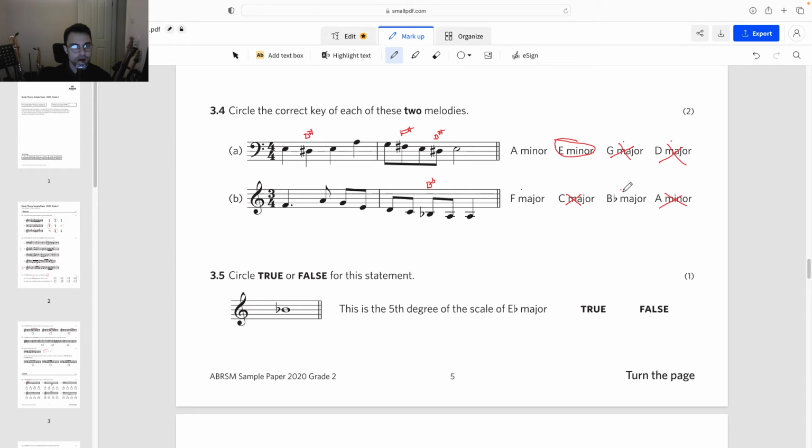Now if it was B flat major, we would have an E flat somewhere possibly. So let's go and look for a note on the E line and see if it's flattened. All right, that's an F, no, that's an A, no, that's a G, no, that's an E. In the key of B flat, that would need to be an E flat, and it isn't. So we can safely say that this is an F major melody here.